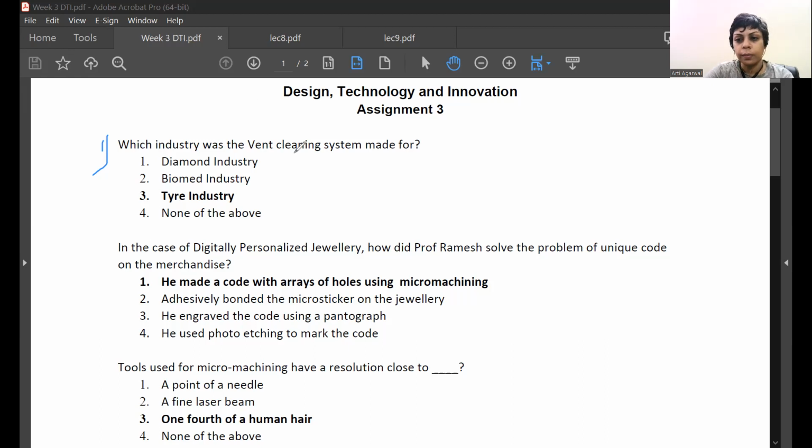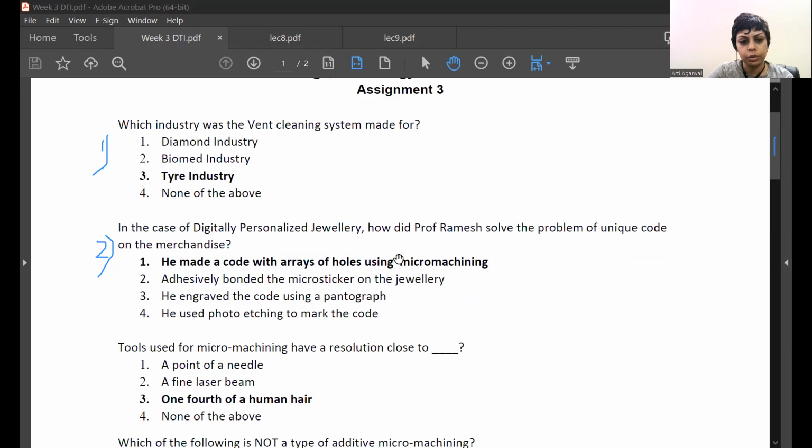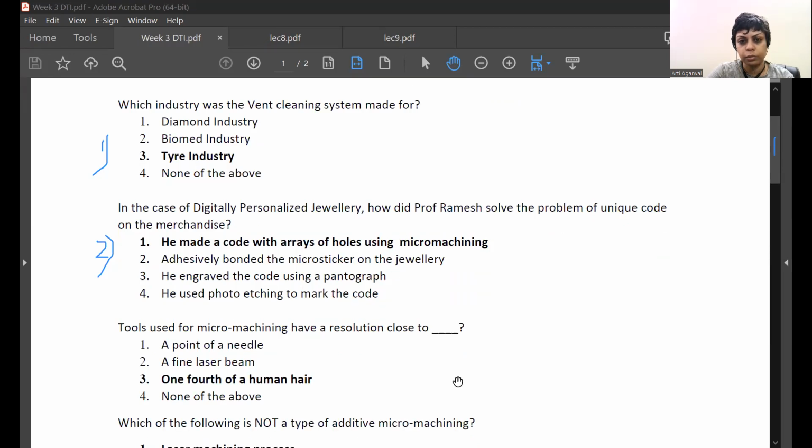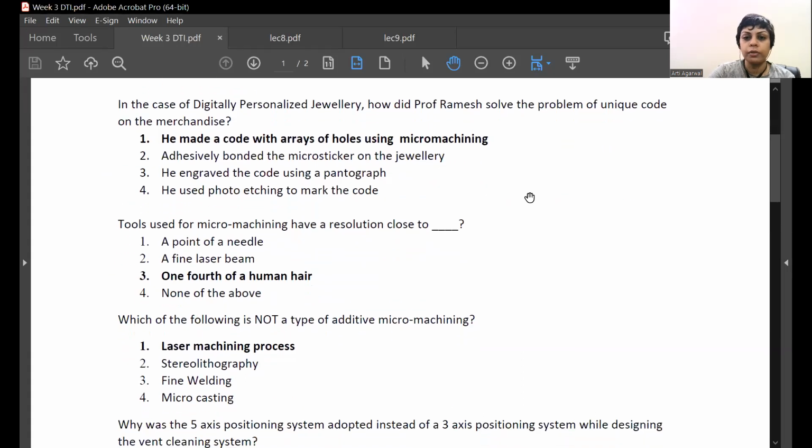He discussed the whole process of manufacturing tires for the tire industry and how they tested the wind cleaning system for the tire industry. So this answer is kind of obvious. Question number two: in the case of digitally personalized jewelry, how did Sir Ravish solve the problem?